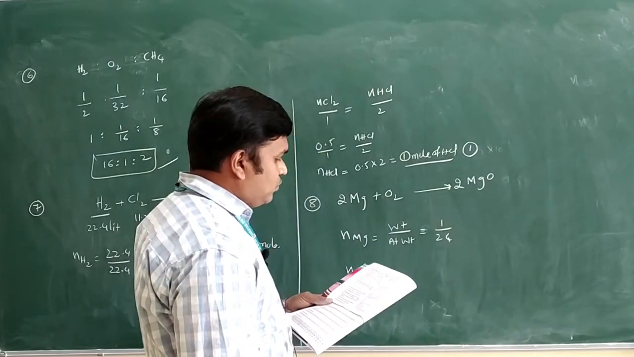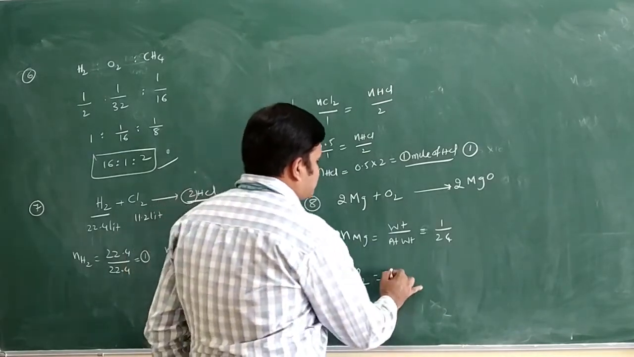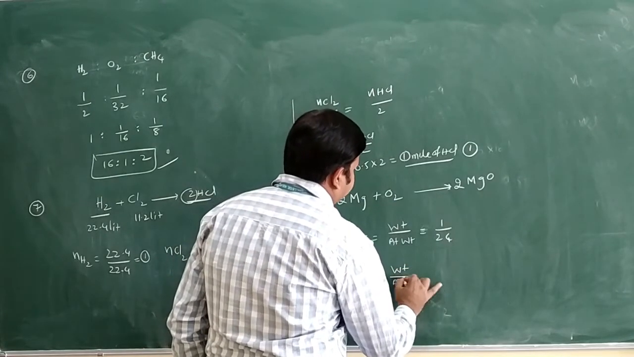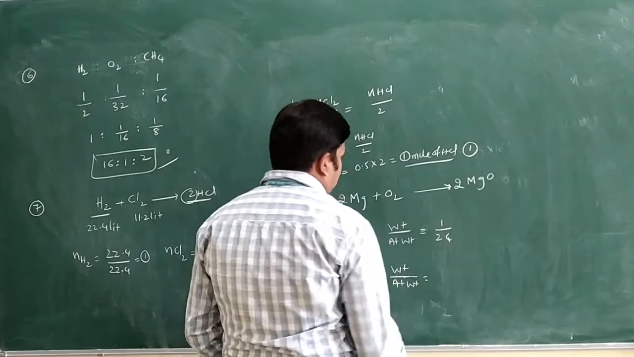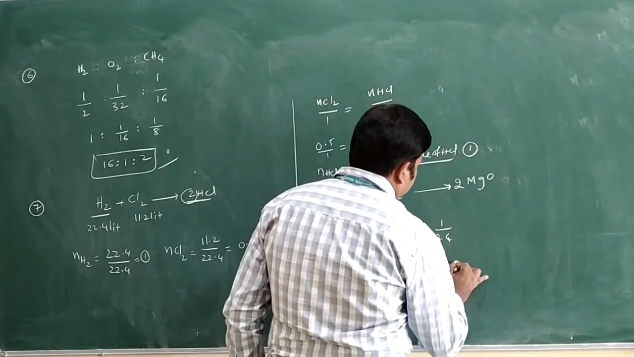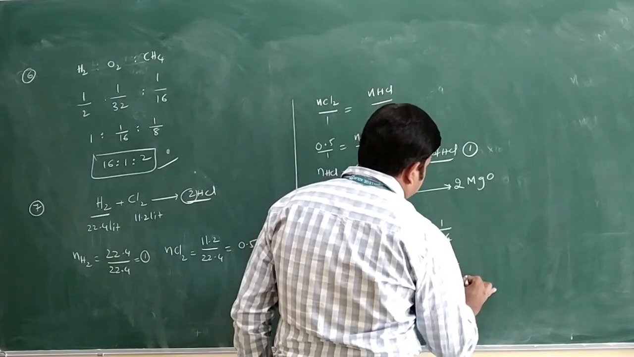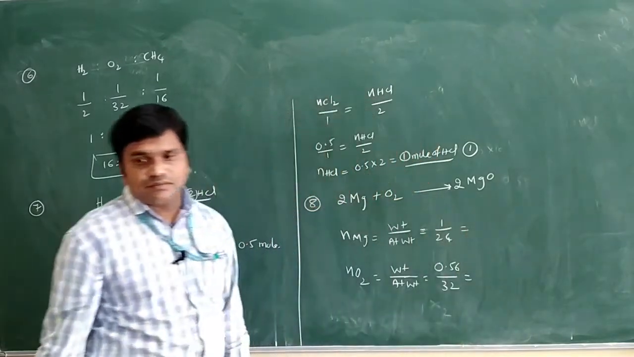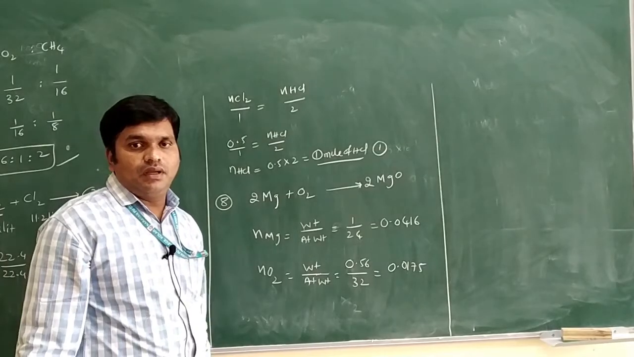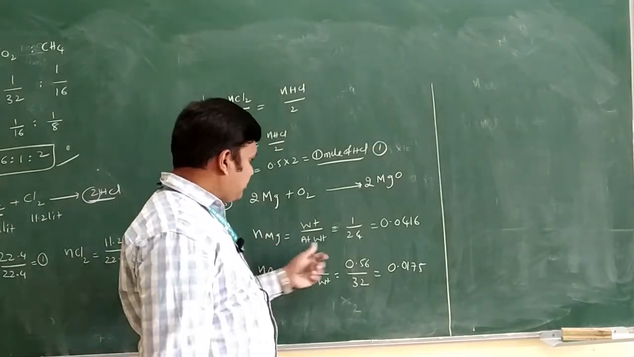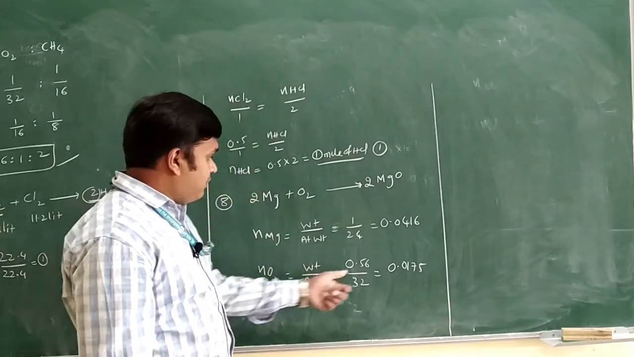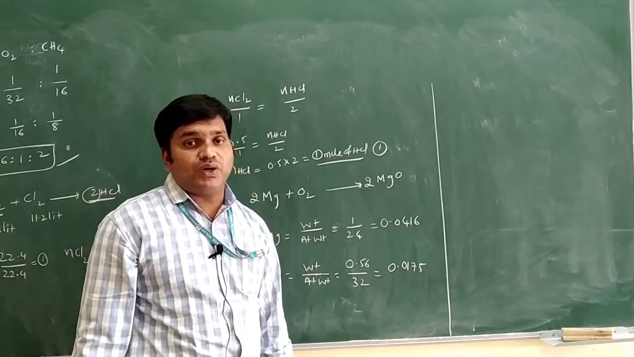In the same manner you can find out the number of moles of O2. What same formula can we use here? Weight by its molecular weight. And what do you get here? They gave 0.56 by 32. Now we will get the number of moles of magnesium as 0.0416 and the number of moles of O2 as 0.0175.